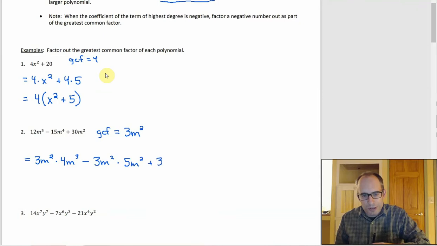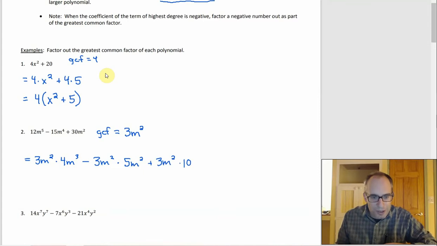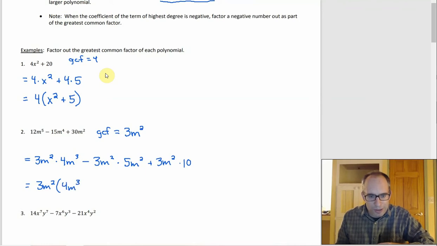Last one, so 3m squared times what will give you 30m squared? Looks like a 10, right? Because 3 times 10 will give you 30, and then you already got the m squared. So that's already taken care of. And then if you factor out the 3m squared, first term, you're left with the 4m cubed. Second term will be a minus 5m squared. And then the third term will be a plus 10. And so there we go.